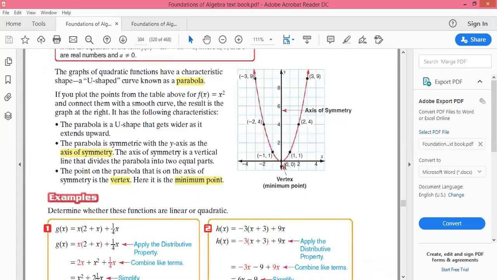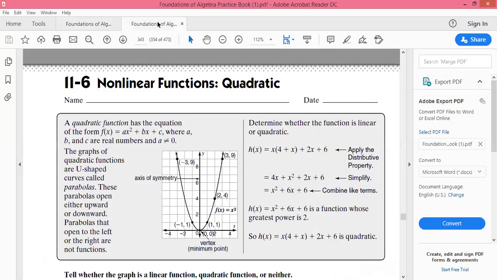Listen to me. Open your book 11.6. We'll start our session here. Workbook, and we will try to solve some questions.